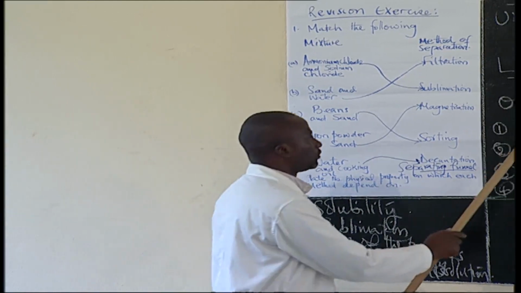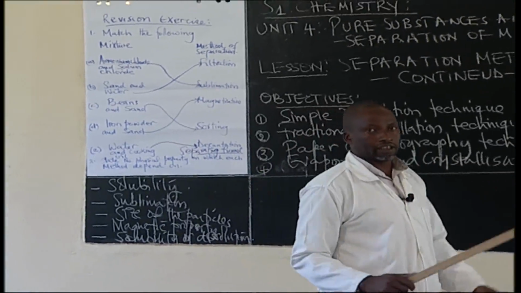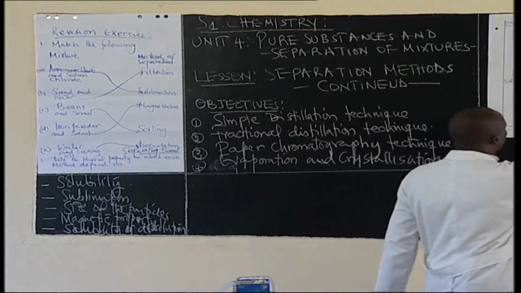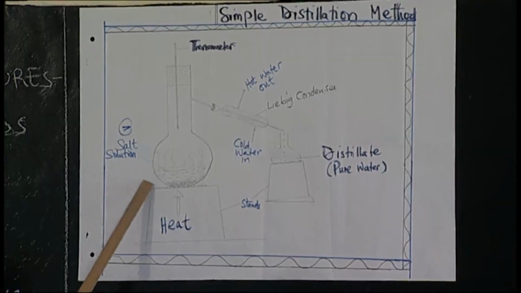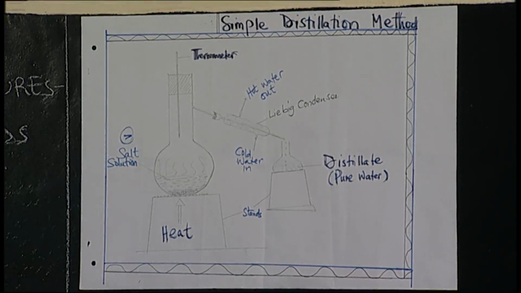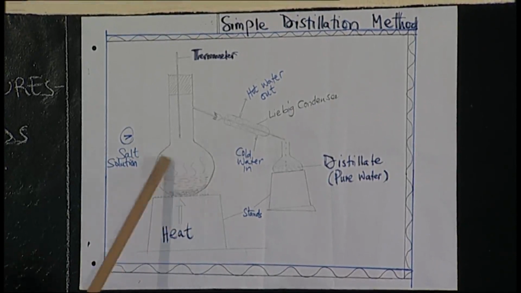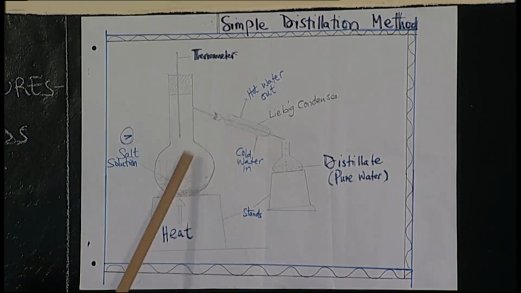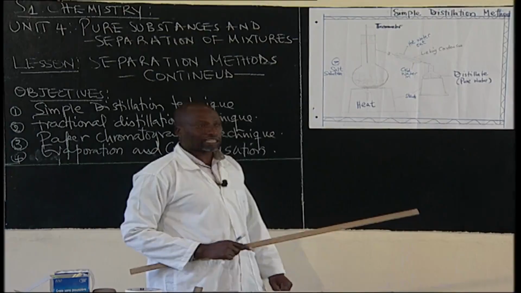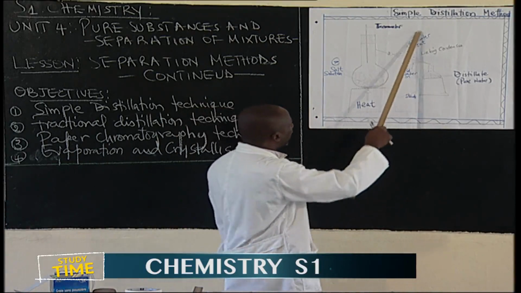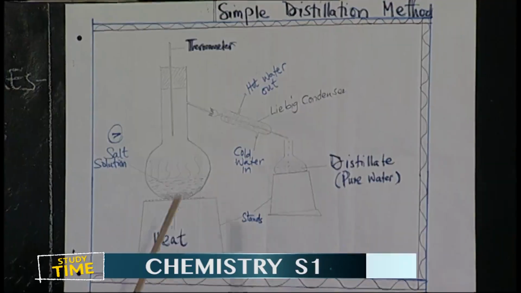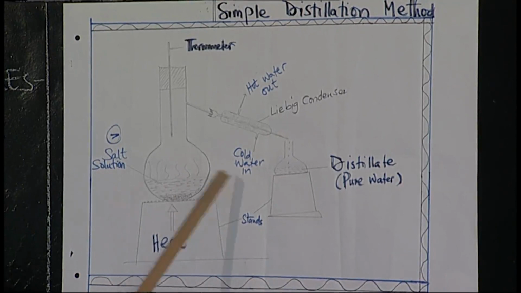So right away, let's move to the simple distillation technique. In the simple distillation technique, this is the diagram that we have here. We have the salt solution, we have the flask here, and then we have the heat. This flask is connected to the Liebig condenser. You have the cold water entering and the hot water getting out of the Liebig condenser. Then we have the distillate, which will be the pure water.